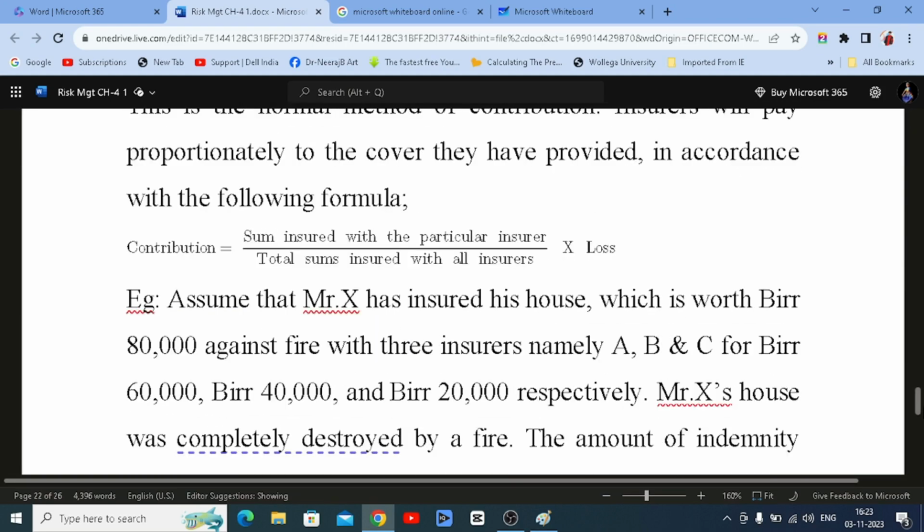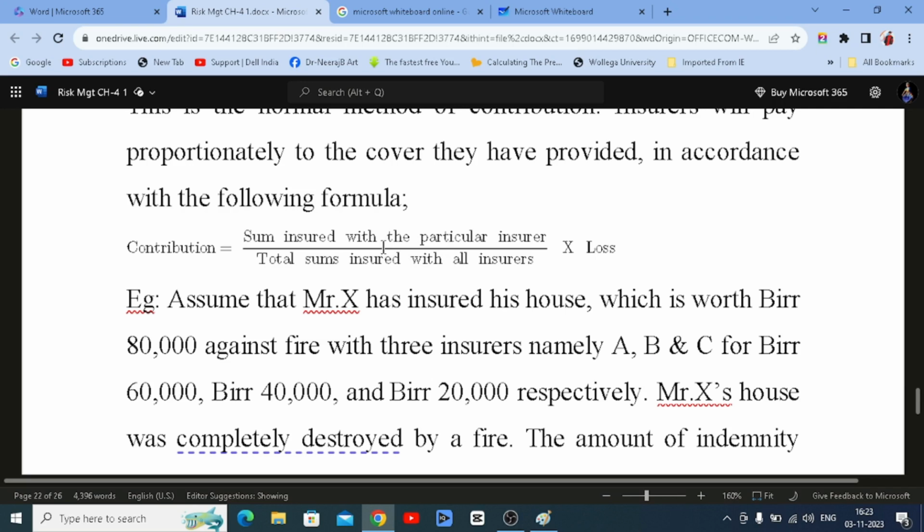The formula says the contribution of one insurance company is equal to the sum insured with that particular insurer, like for Nile, it is 20,000. So 20,000 will be written, divided by the total sum insured with all the insurers. 20 plus 20 is a total of 40. 20 by 40 is half. That means half of the loss.